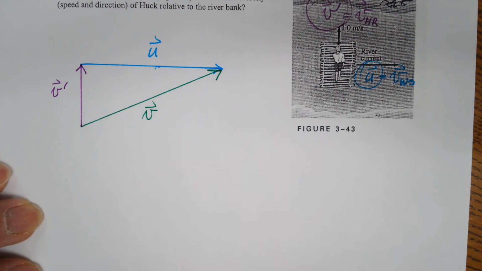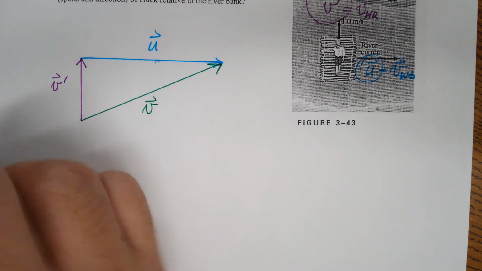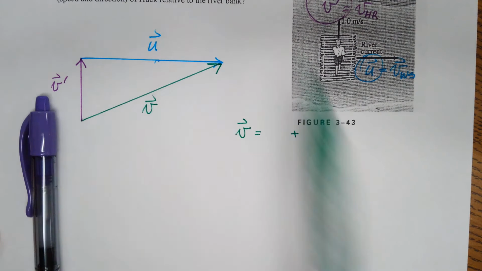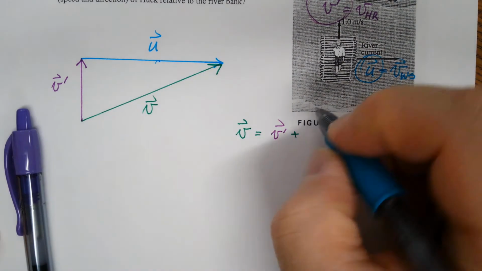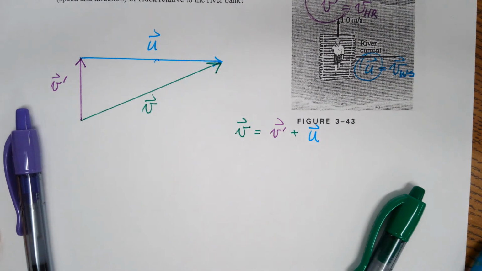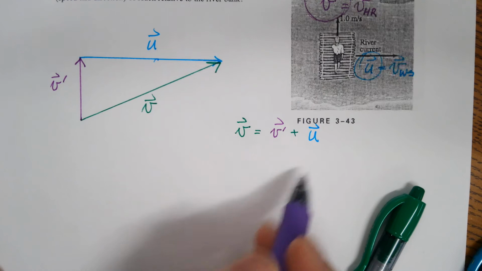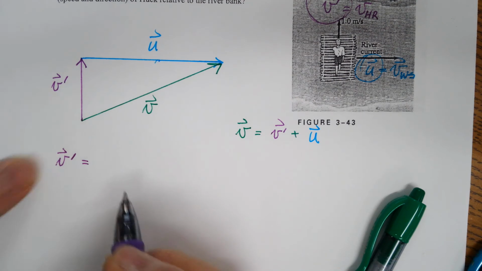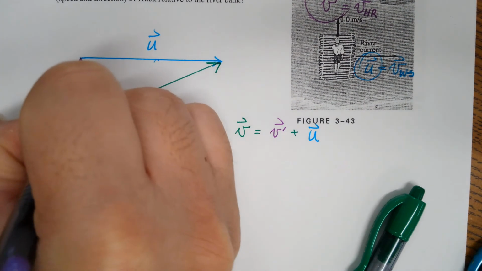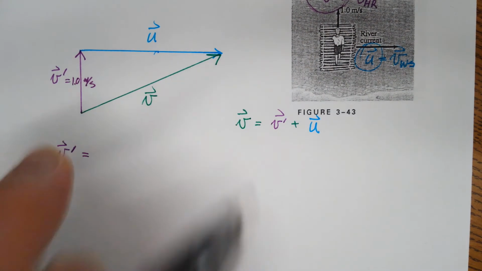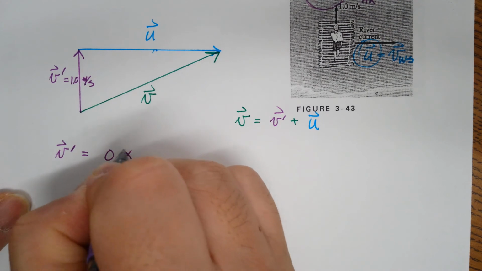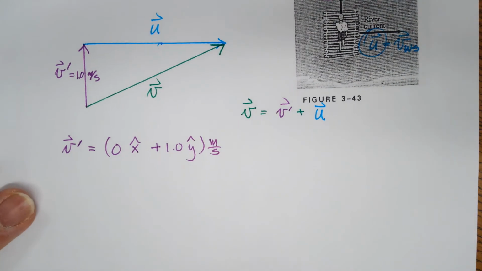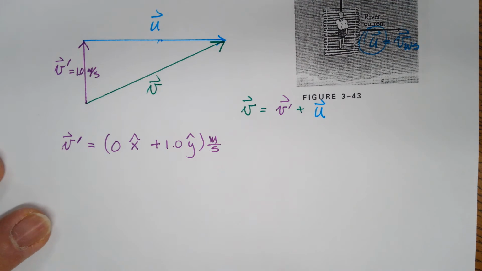Okay. So what is my V prime? Because we always use V is equal to V prime plus U. This is our bread and butter right here. So let's find out what V prime is, and let's find out what U is in Cartesian form. So my V prime is equal to 1 meter per second, only in which way? Does that make sense to everybody? So 0 x hat plus 1.0 y hat only.